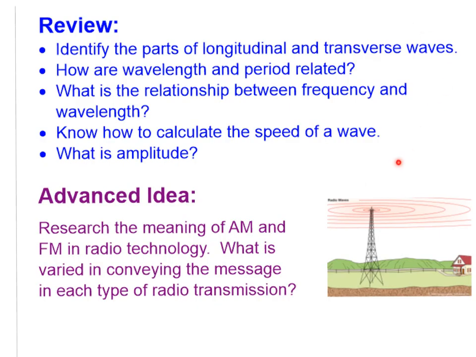So quick review. Know the different parts of longitudinal and transverse waves. How are wavelength and period related? What's the relationship between frequency and wavelength? And how do you calculate the speed of a wave? What is amplitude, and how is that measured in transverse and in longitudinal waves?